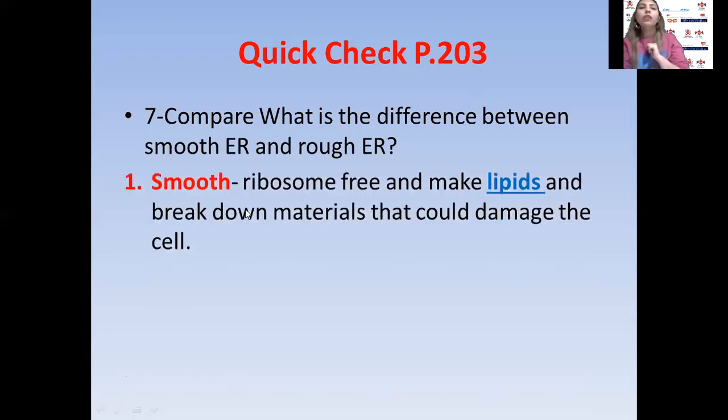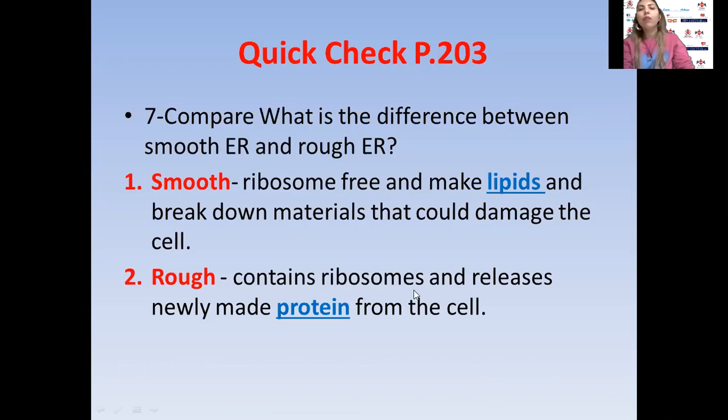So the smooth one is without ribosomes, and makes lipids and breaks down material that could damage the cell. So if we have a virus or a microbe, this smooth endoplasmic reticulum can break down these materials. Number 2, the rough one contains ribosomes and releases newly made proteins from the cell. After making proteins, because of ribosomes, it can release them to another part.